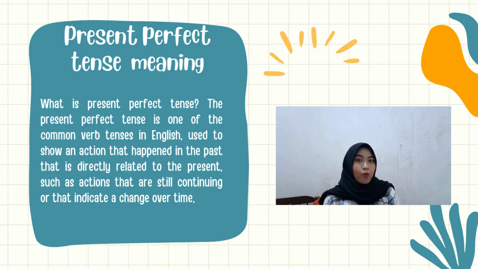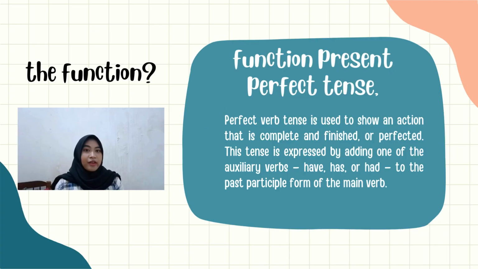Present perfect tense meaning. What is present perfect tense? The present perfect tense is one of the common verb tenses in English, used to show an action that happened in the past that is directly related to the present, such as actions that are still continuing or that indicate a change over time. Perfect verb tense is used to show an action that is complete and finished or perfected. This tense is expressed by adding one of the auxiliary verbs has or have to the past participle form of the main verb.